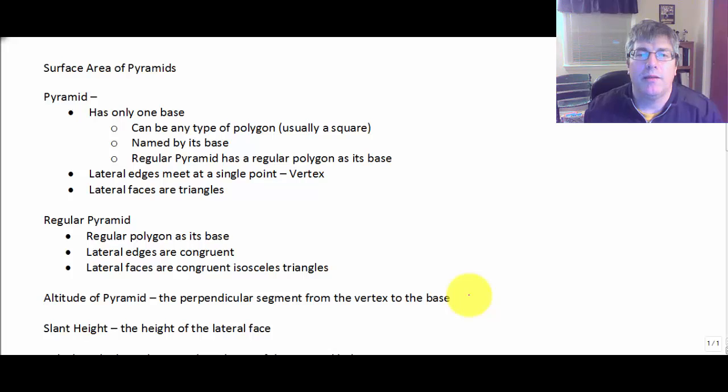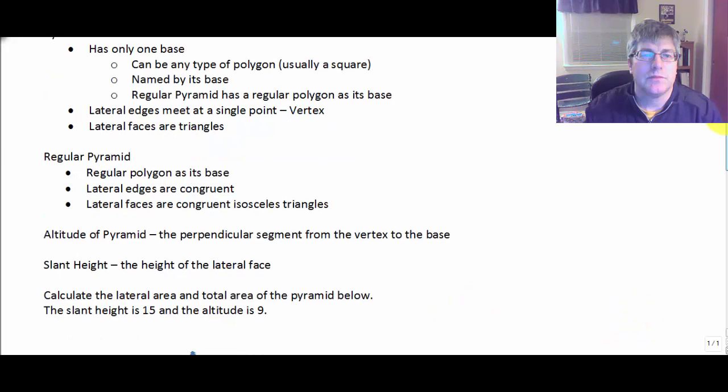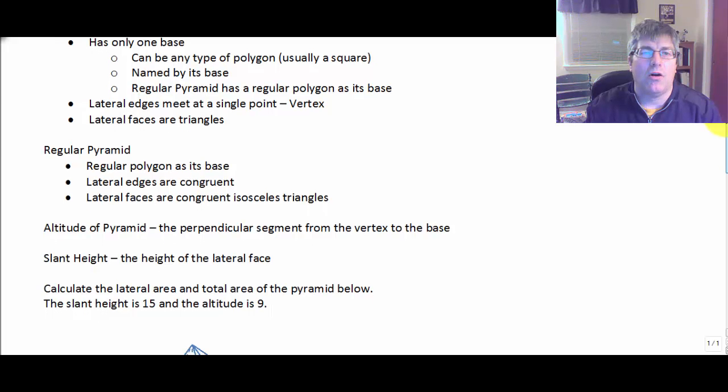A regular pyramid would then have a regular polygon as its base, and the lateral edges are all going to be congruent. And that does make sense. If my lateral edges are congruent, then the lateral faces are congruent isosceles triangles, which also makes sense. We've got isosceles triangles here, and they're all going to be the same.